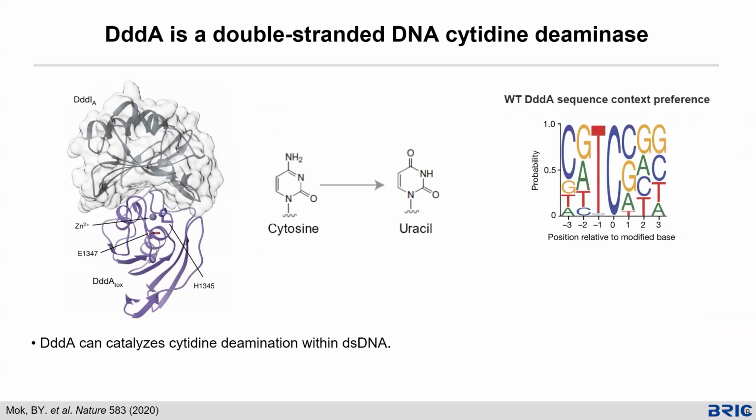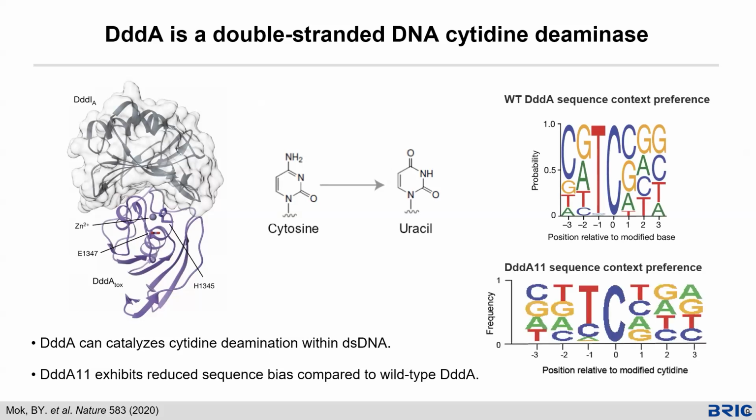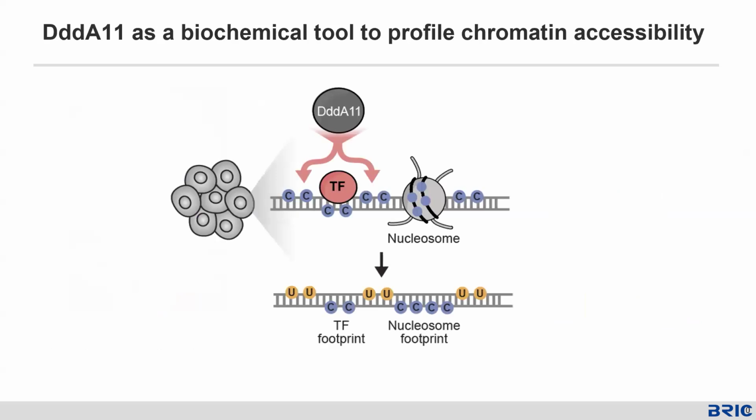And while the wild-type DddA is known to have a strong sequence preference for the TC context, in this study, to increase the resolution, we used one of the DddA variants, DddA11, which has reduced sequence bias compared to the wild-type DddA. Therefore, our goal is to use DddA11 as a biochemical tool to profile chromatin accessibility.